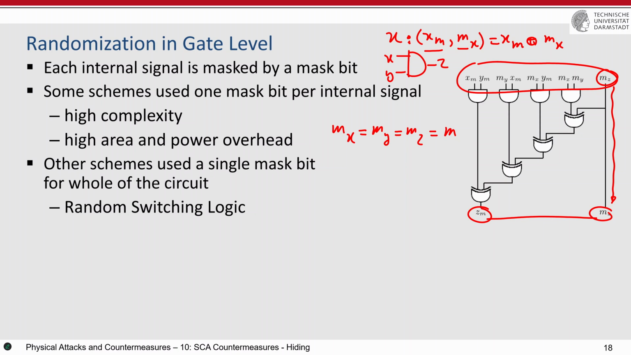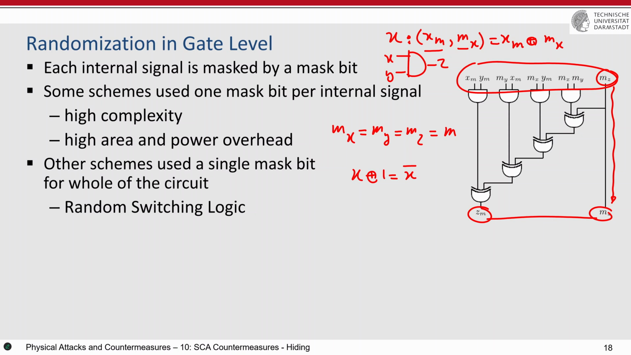We define one m for the entire circuit, not only for this gate, but for every signal in the circuit, and then we mask every bit with m. If m is 0, the circuit works normally as a typical circuit. When m is 1, every signal is inverted. When you XOR one value with 1, it is inverted. So x bar, if you XOR with 1, you invert this. When m is 1, every signal in the circuit is inverted.